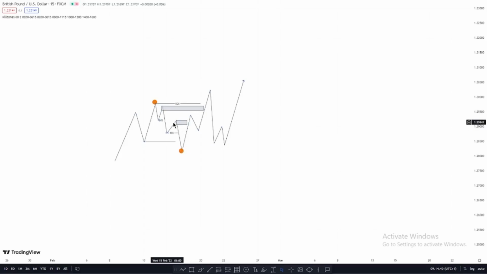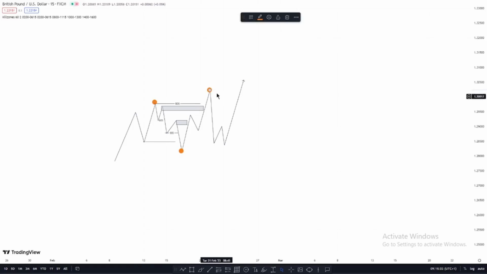The internal structures do not immediately change the major structure of the market. I want you to understand that. Okay? Now, after taking out this structure high here, price formed another higher high. All right? I'm trying as much as possible to make you understand this thing. All right? This is a higher high.